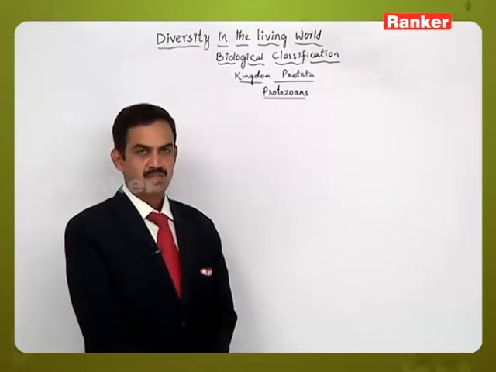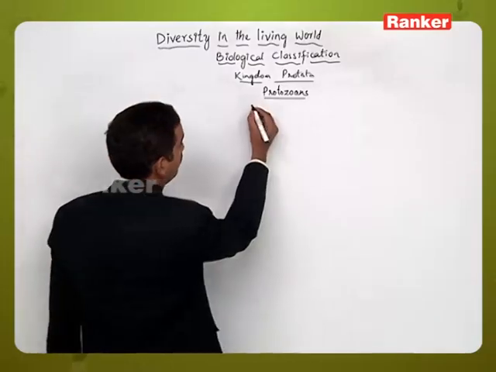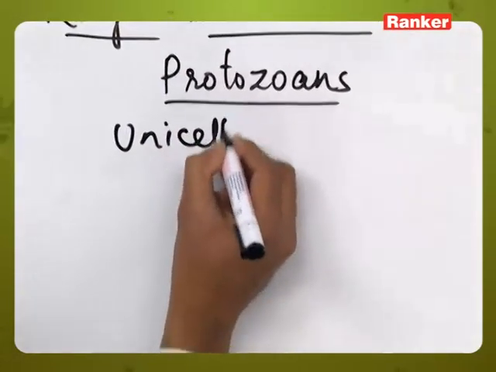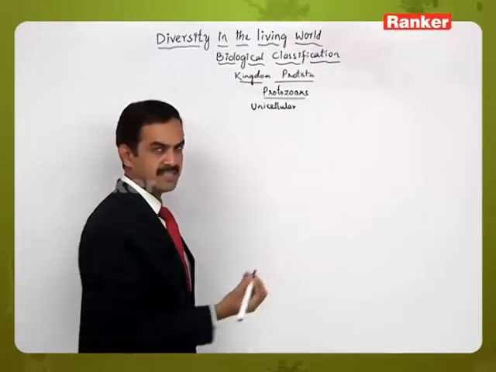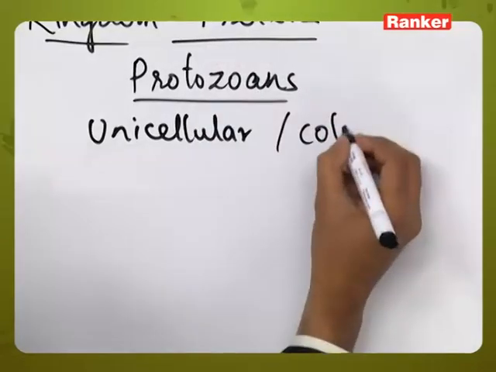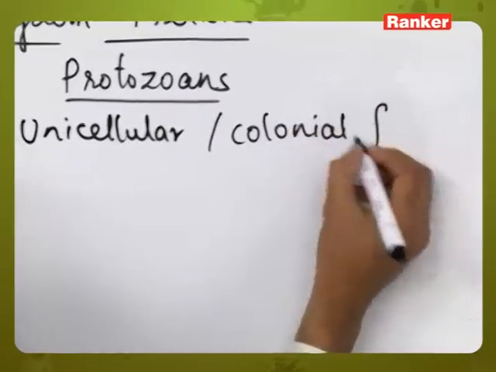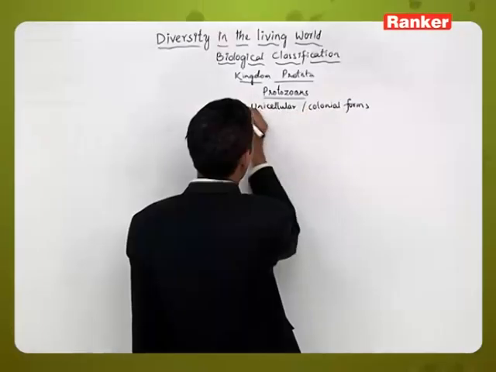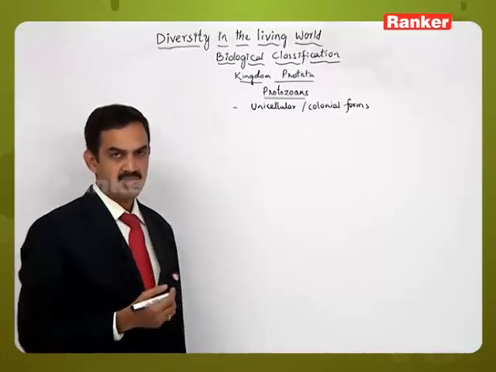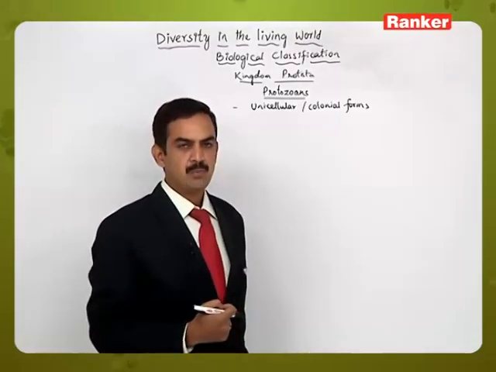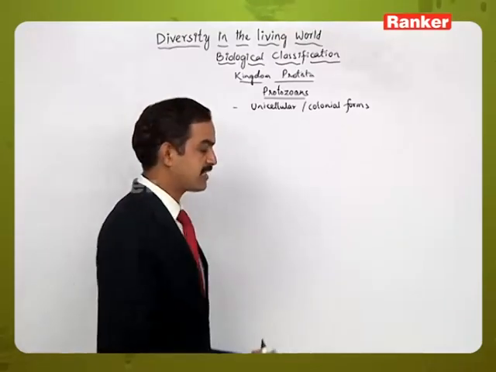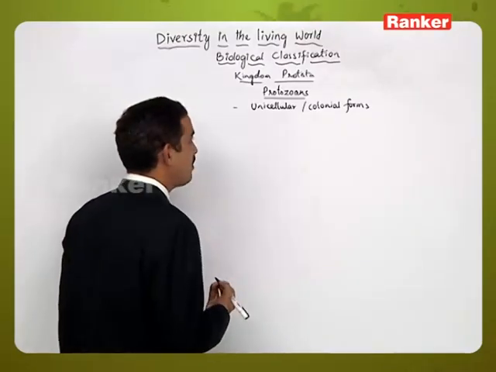If you see the structural organization, some of them are unicellular, like Amoeba and Paramecium, and some of them are colonial forms. They exist in the form of a colony, that is, unicellular structures are present, each of them separately existing, and they are present in a colony-like organization. So that is called colonial forms.